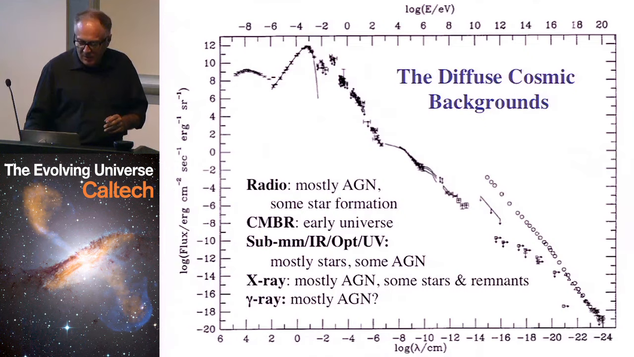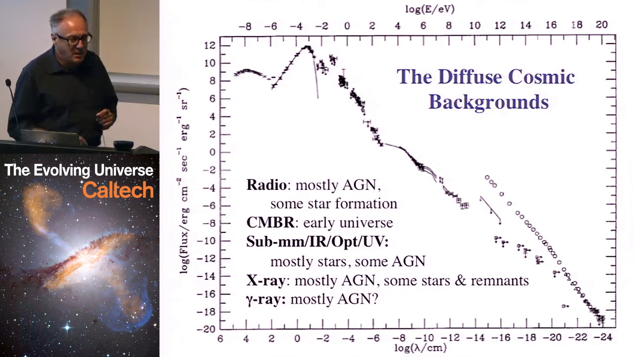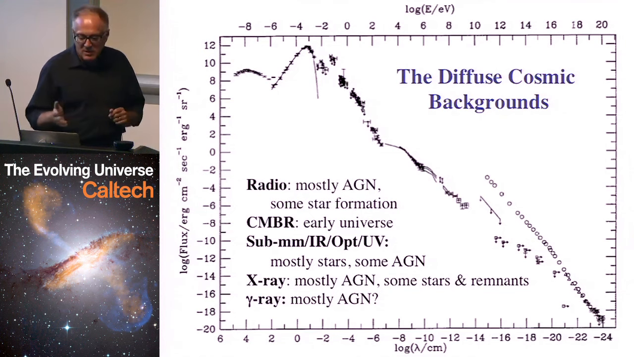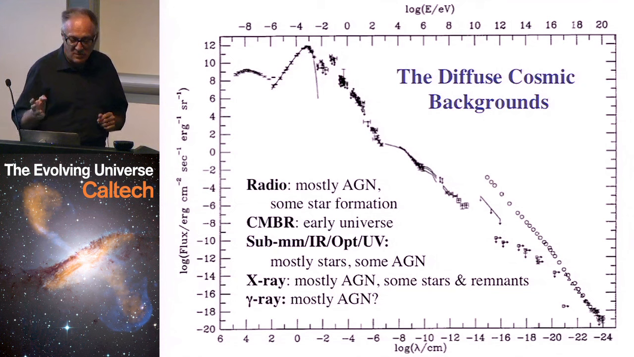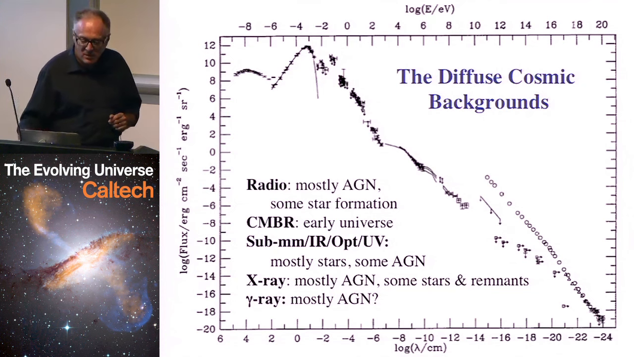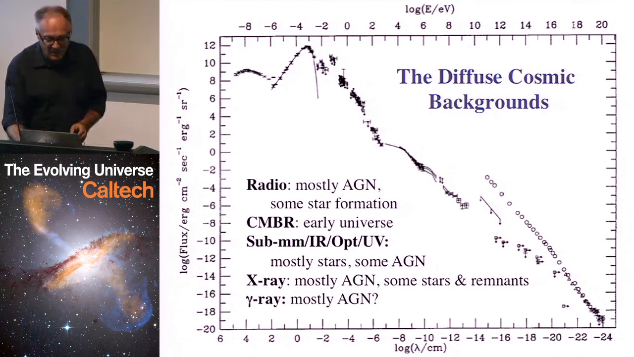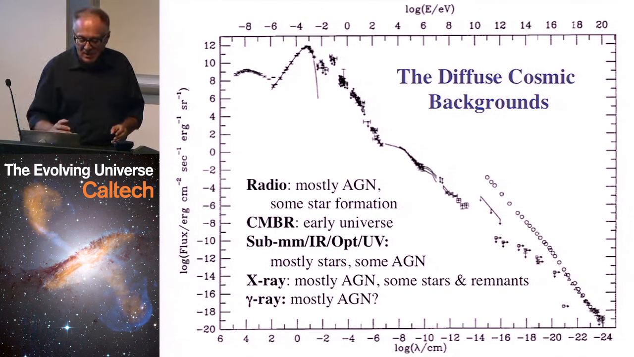And so when you put it all together, this is what the spectrum of the universe looks like. And each part has different contributions. In radio, it's mostly AGN from synchrotron emission. There is some star formation, H II regions. Then in microwaves, it's the cosmic microwave background from the early universe. And then from submillimeter to ultraviolet, it's mostly stars. And then accretion onto black holes accounts for pretty much all the rest, at very high energies.